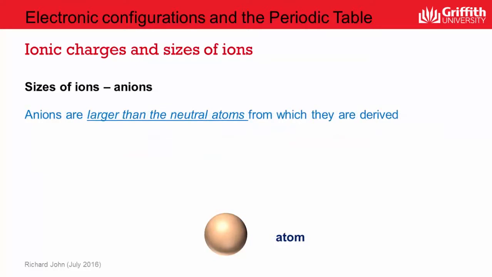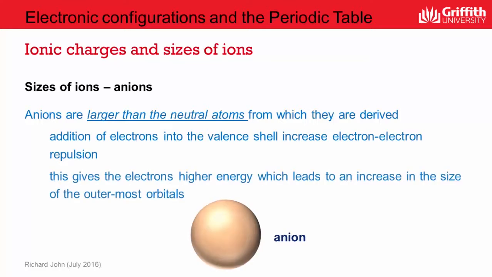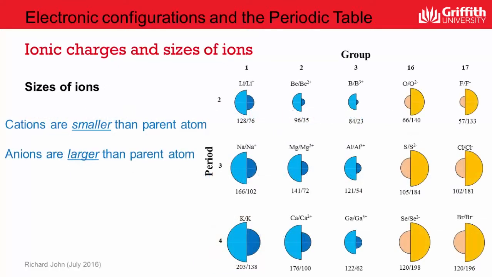In the case of anions, they are always larger than the neutral atoms from which they are derived, and this is because addition of electrons into the valence shell increases electron-electron repulsion, and this gives the electrons higher energy, which leads to an increase in the size of the outermost orbitals. So, in summary, cations are smaller than the parent atom, anions are larger than the parent atom, and this figure here shows the extent of the difference between the ions and the parent atoms for some common elements.